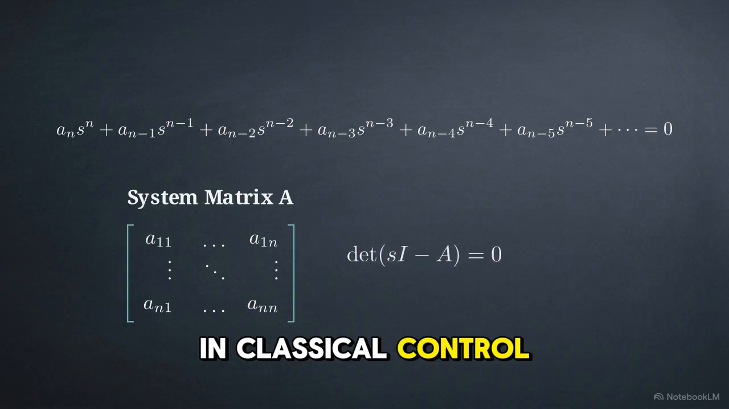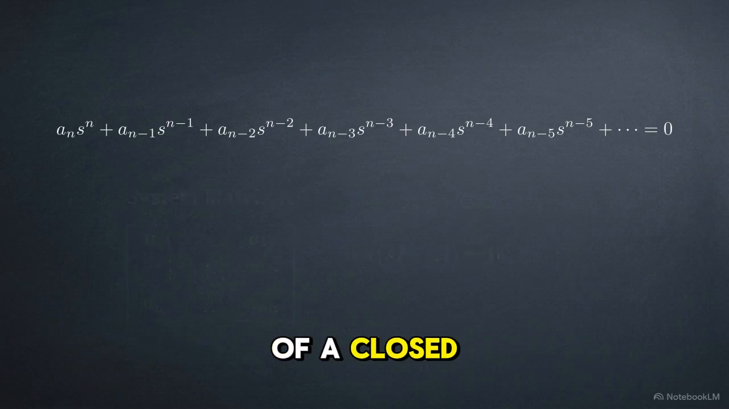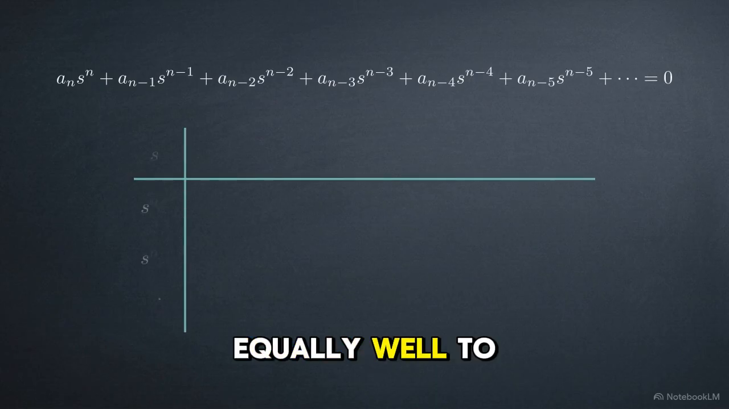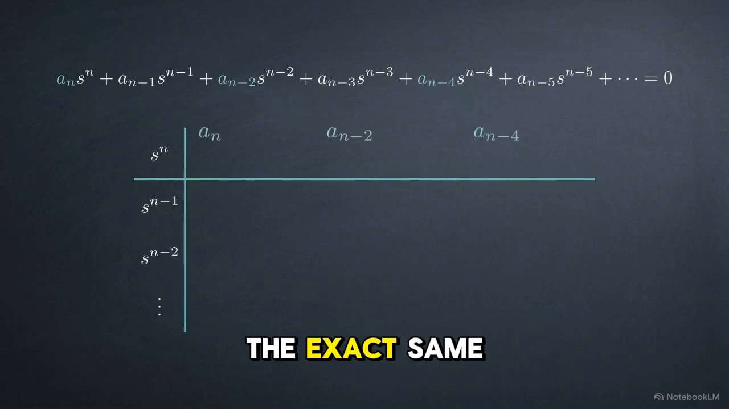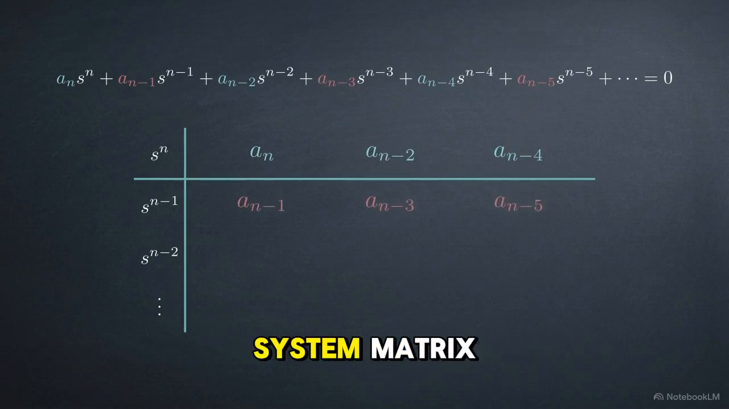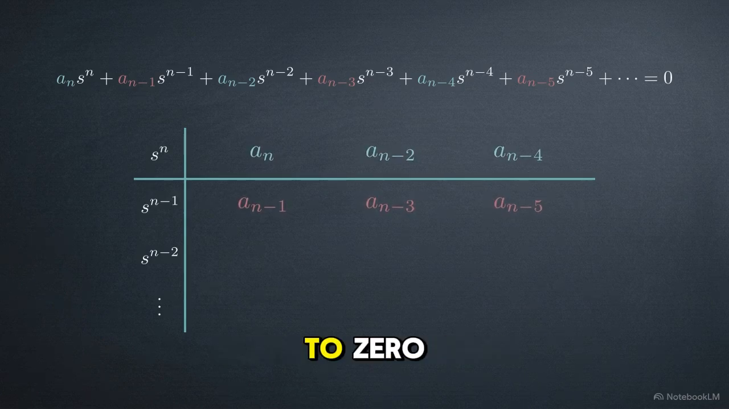In classical control theory, we usually get this polynomial by extracting the denominator of a closed-loop transfer function and setting it to 0. But it applies equally well to modern systems modeled in state space representation. You arrive at the exact same characteristic equation by taking the determinant of the system matrix A subtracted from sI and setting that equal to 0.